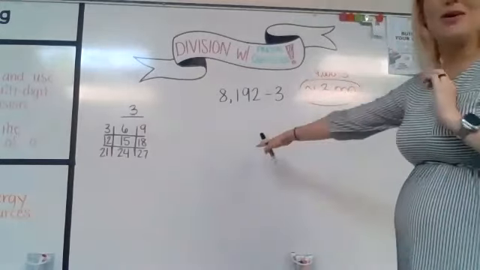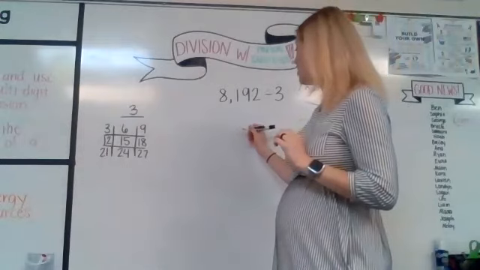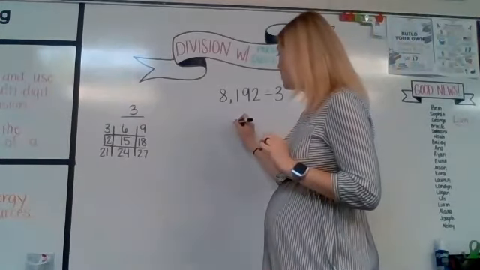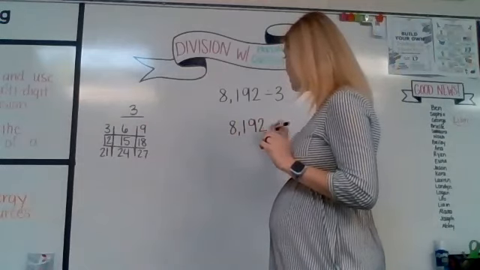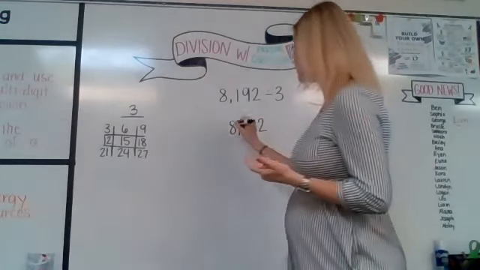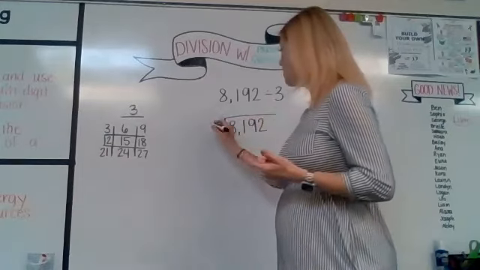So when we go to set these up, it is going to look similar to the standard algorithm, where we will do 8,192, and we're going to divide that by 3.